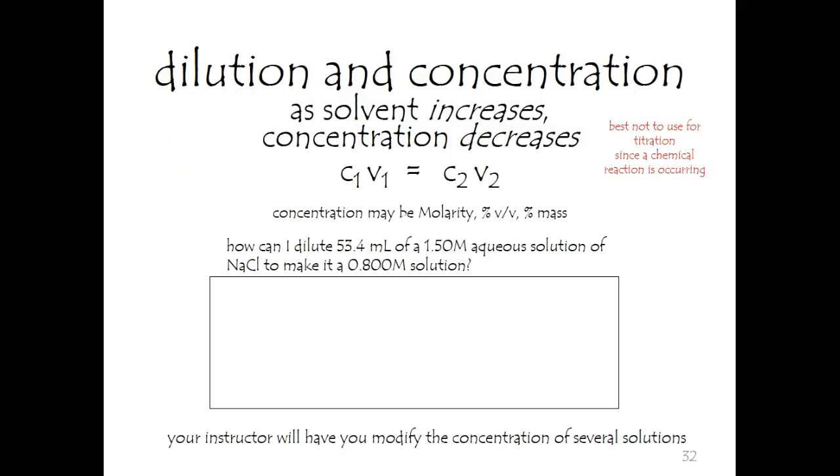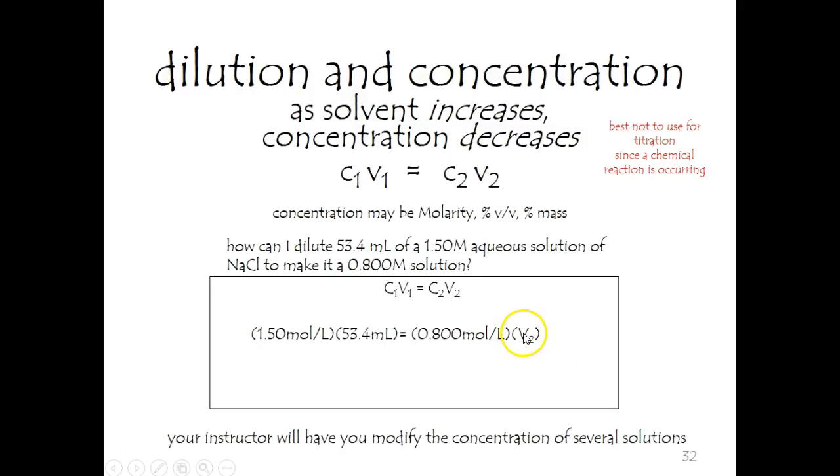Let's do a problem. I need to dilute 53.4 mL of a 1.5 molar aqueous brine solution, that's sodium chloride, to make it 0.8. Notice it's a dilution. It's going down. So how are we going to do it? Let's just label each thing. C1V1 equals C2V2. This must be your V1. This is your C1. This is your C2. Plug in and solve for the unknown.